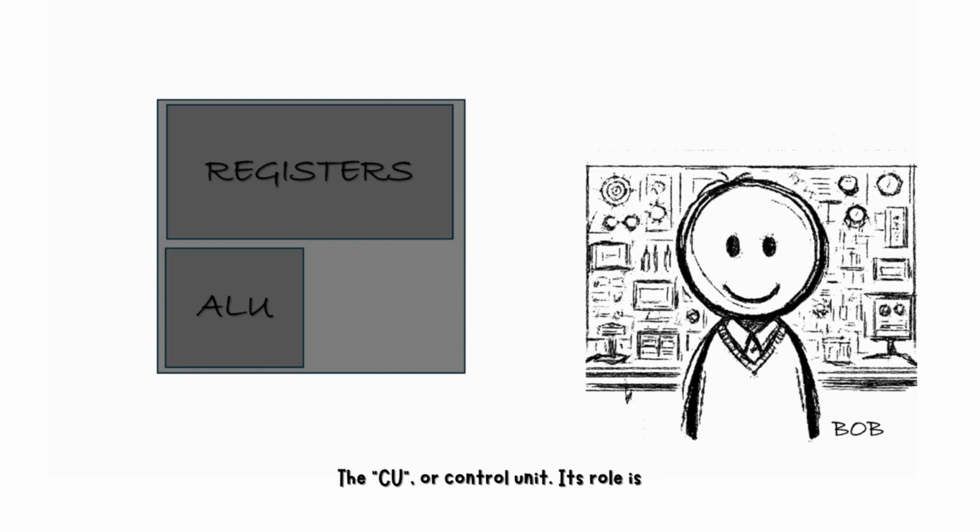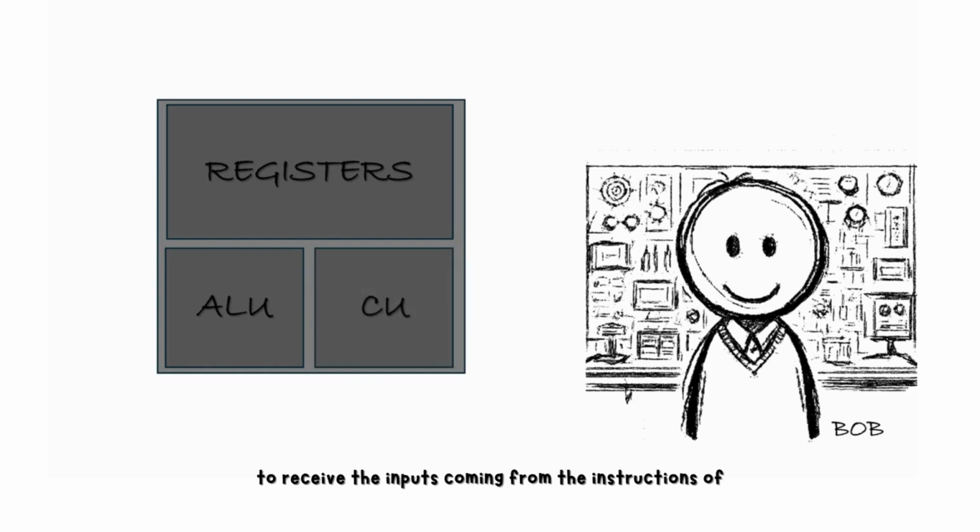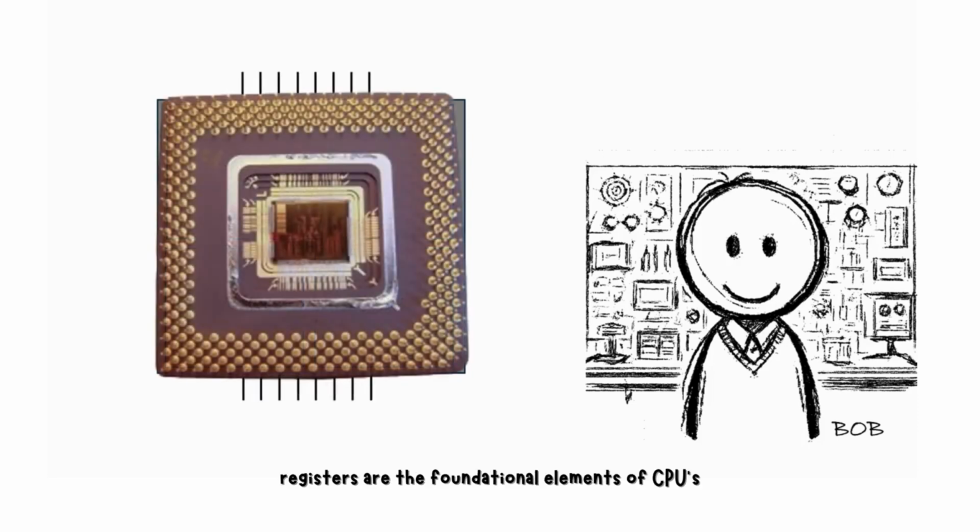The CU, or control unit. Its role is to receive the inputs coming from the instructions of the program the computer is executing at that moment and decode them into simple instructions that can be executed or managed by the other components of the CPU. To summarize, the ALU, CU, and registers are the foundational elements of the CPU's functionality.